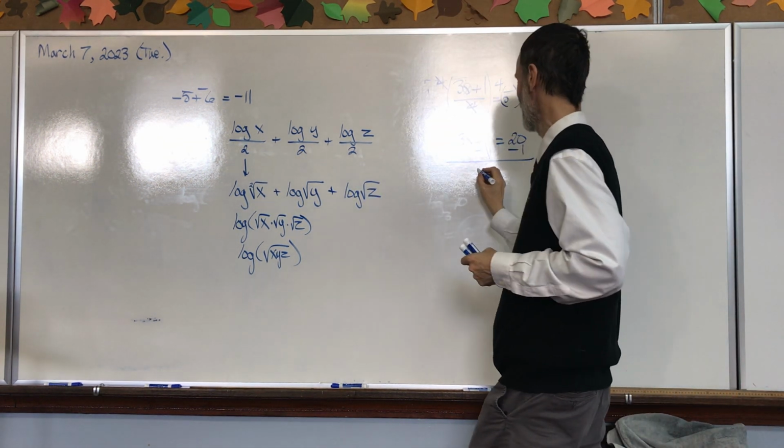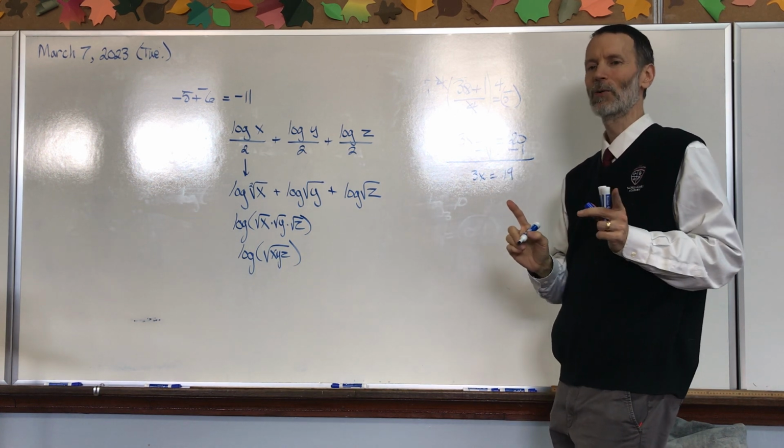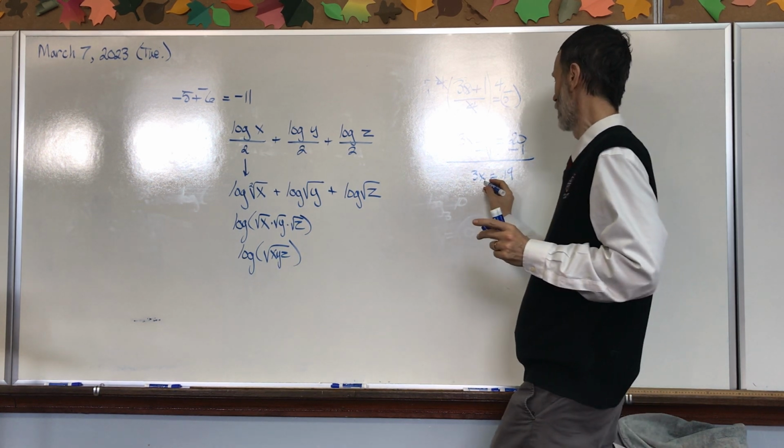So we've got, these cancel, 3x equals what? 19. Your answer is going to be a fraction. Tell me what fraction it is. 19 over 3.